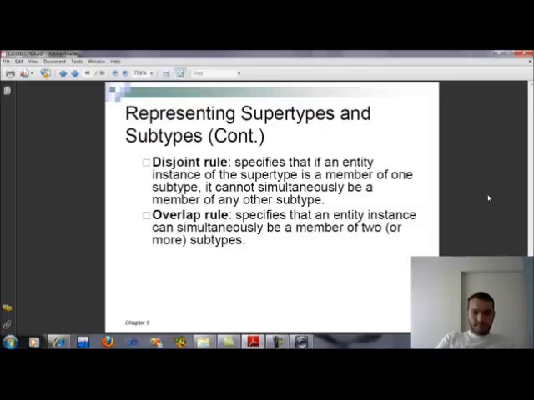And the disjoint rule. What's the disjoint rule? It specifies that if an entity instance of the supertype is a member of one subtype, it cannot simultaneously be a member of any other subtype. Overlap rule. What's the overlap rule? It specifies that an entity instance can simultaneously be a member of two or more subtypes.